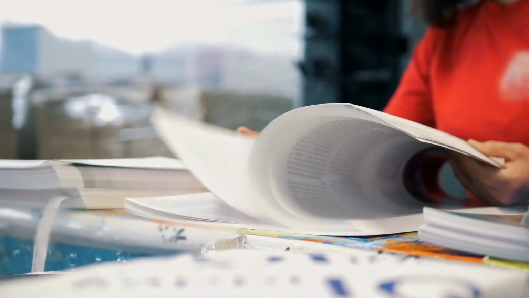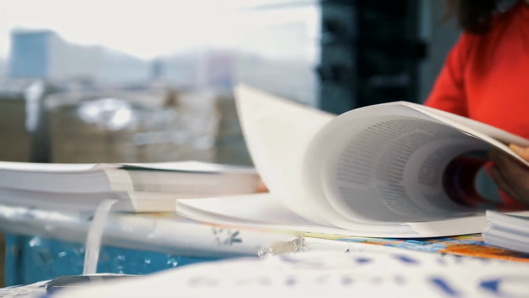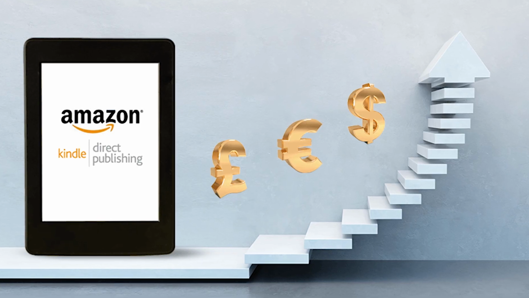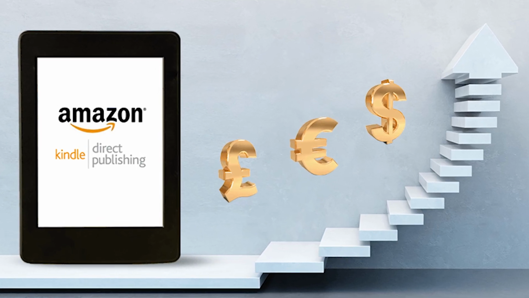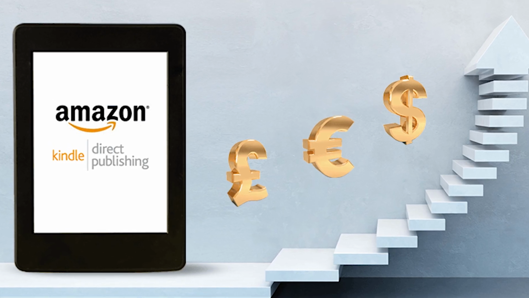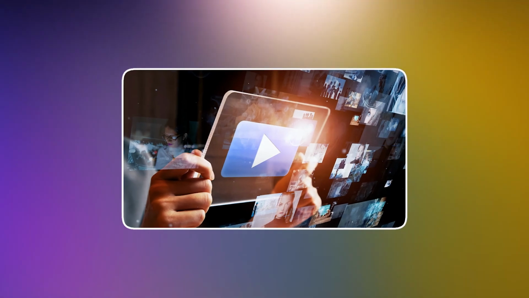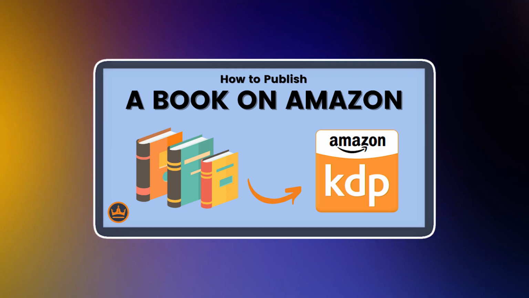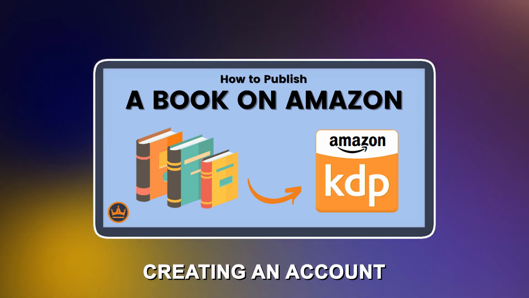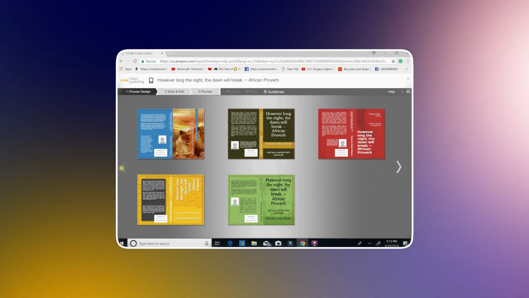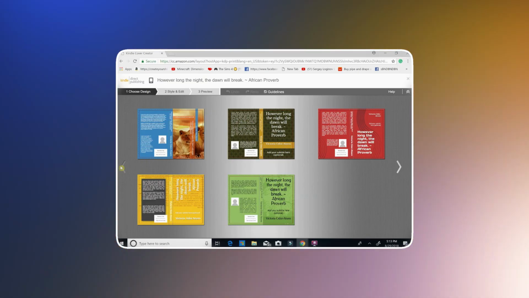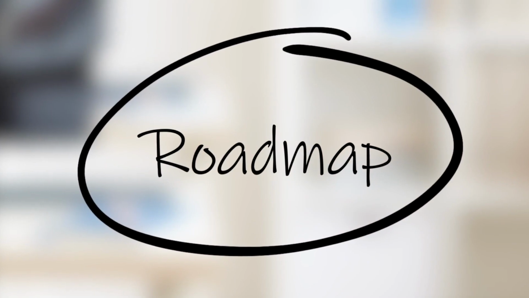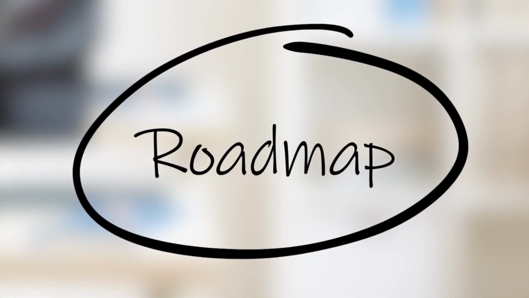Publishing a book used to be a daunting process reserved for established authors and publishing houses, but in 2026, platforms like Amazon Kindle Direct Publishing, or KDP, have democratized the entire industry. In this video, we will take you step by step through the process of publishing on Amazon KDP, covering everything from creating an account to designing your book, optimizing it for search, and maximizing your chances of sales. By the end, you'll have a clear roadmap to take your manuscript from concept to Amazon's virtual shelves.